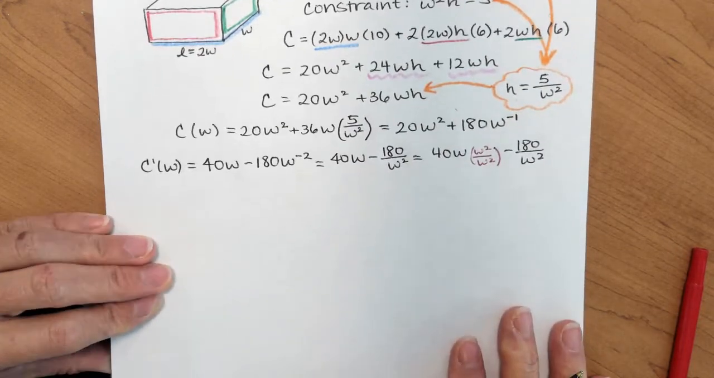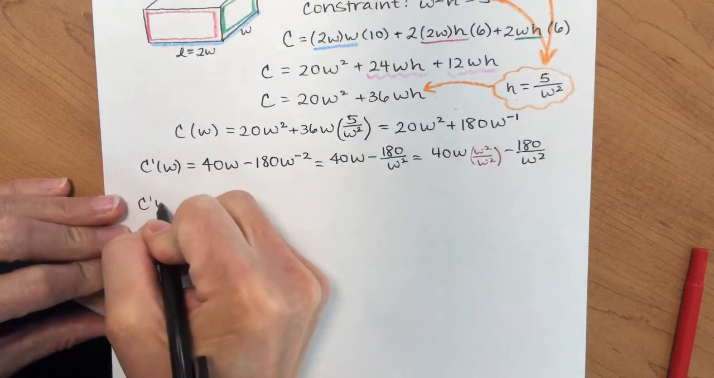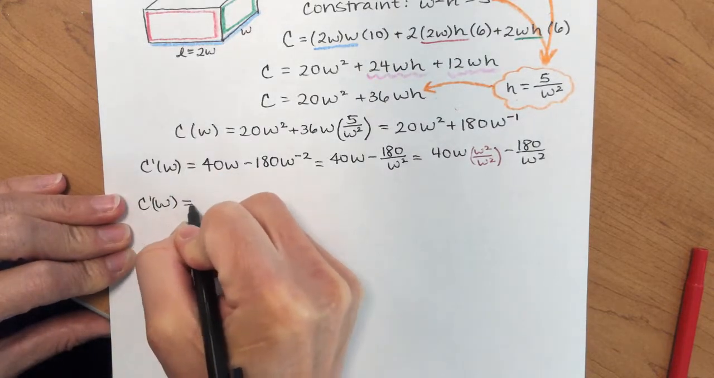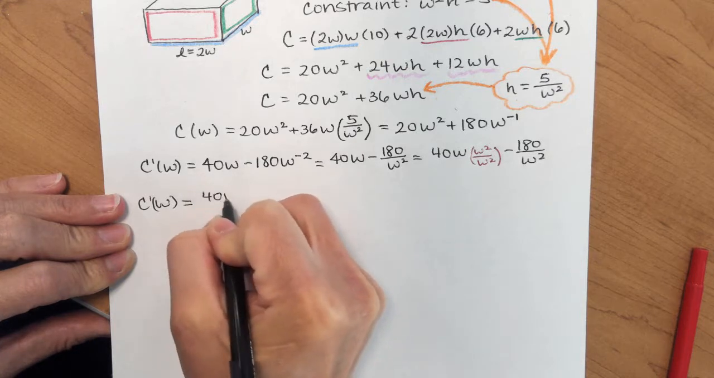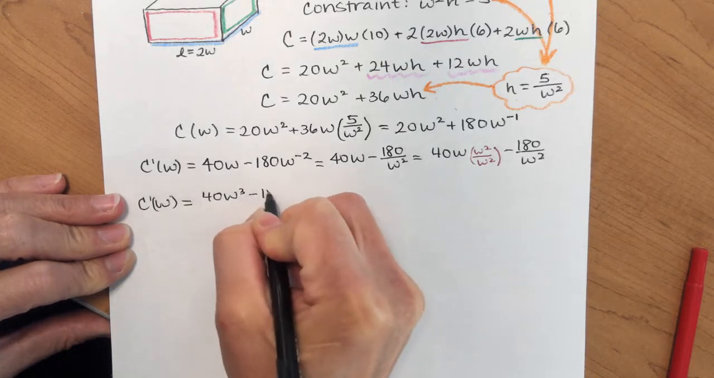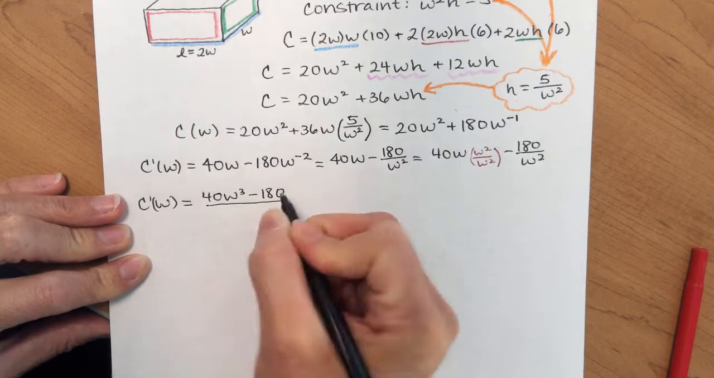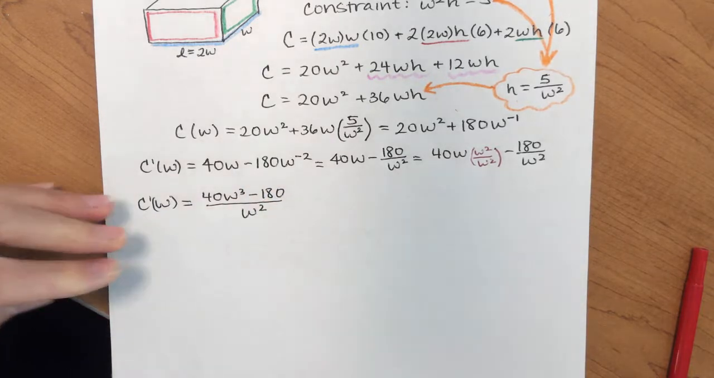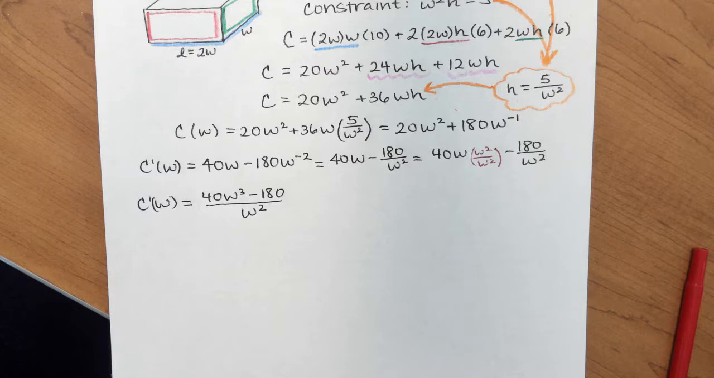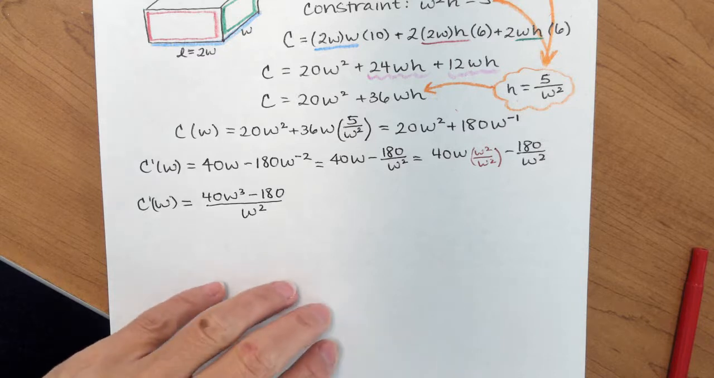And when I rewrite that, I'm going to have my derivative equals 40W cubed minus 180 over W squared. Great. So now I need to use the derivative to find the critical points of my function. Critical points will give me possible minima or maxima. Of course, I'm looking for a minimum because we want to minimize the cost of building this container.